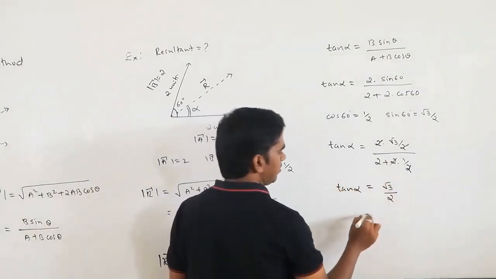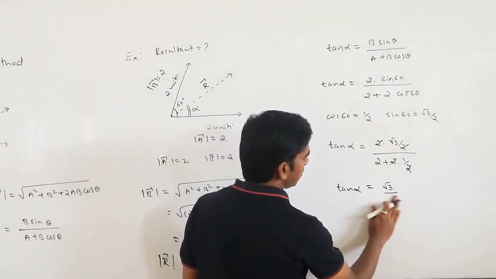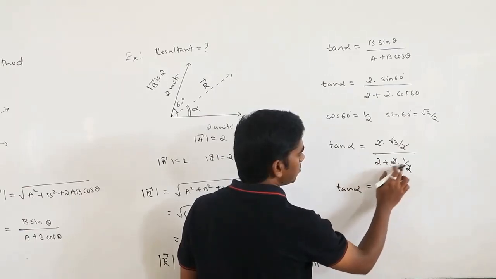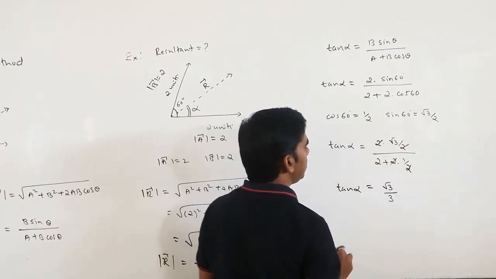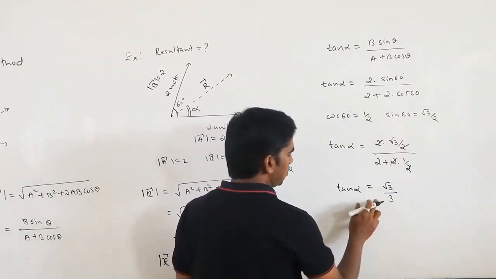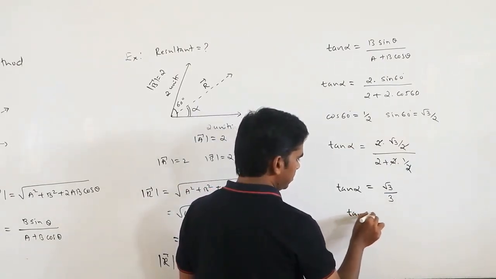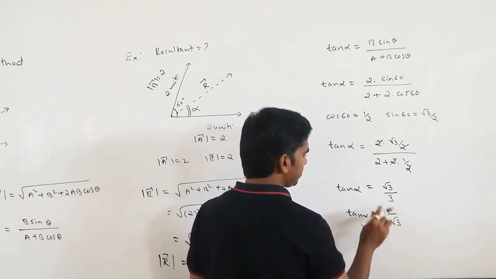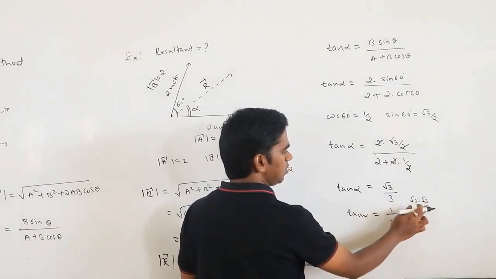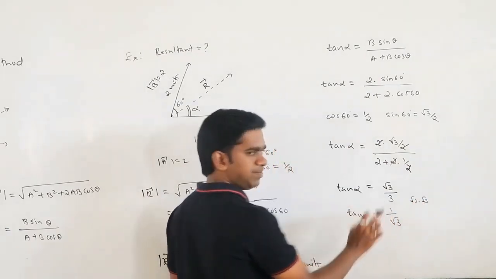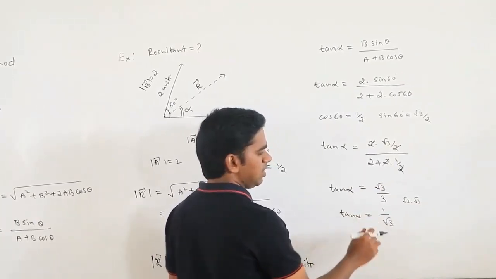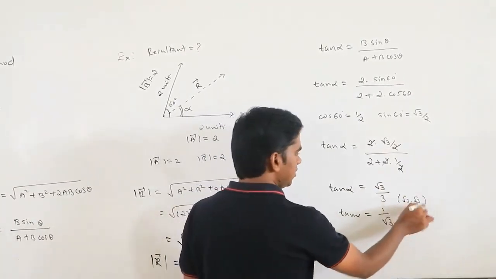So tan alpha is root 3 by 2 divided by... It is root 3 by 2 plus 1, so this will become 3. So root 3 by 3 it is. Okay. So root 3 by 3, can you write it as 1 by root 3? This 3 you can write as root 3 into root 3. So 1 root 3 will get cancelled. So you will get 1 by root 3.